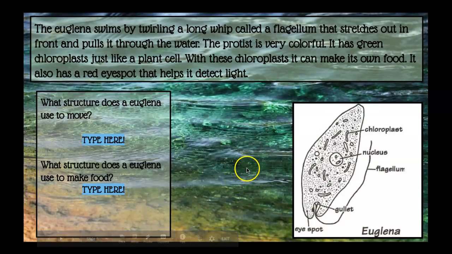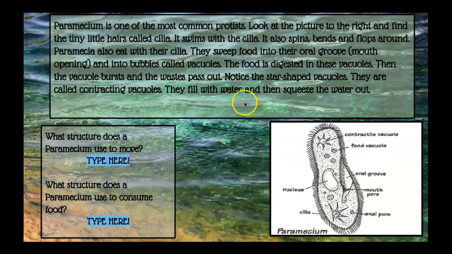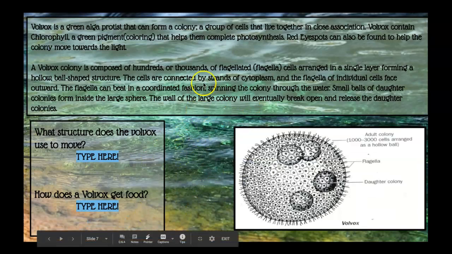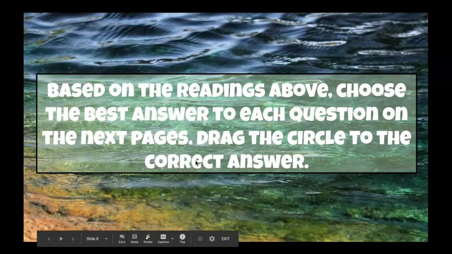The next thing is the same concept, just information about euglena. You write what structure the euglena uses to move and what they do to make food. Then your paramecium, how it moves, how it gets its food. And then the volvox, how it moves and how it gets its food. Okay, all the information is in the reading.